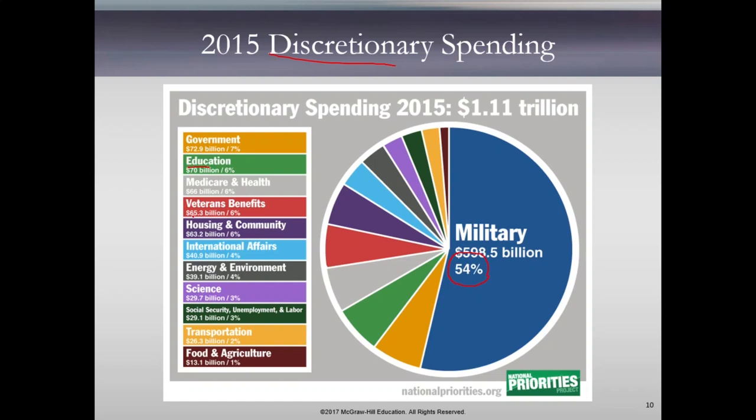The Department of Education, the Department of Veterans Affairs, Housing and Community and HUD and those types of government agencies, International Affairs and the State Department, Energy and the Environment like the EPA, Science, NASA, those types of priorities, etc. All of these things are components of discretionary spending. And the biggest one that we have to think about here, of course, is the 54% that goes to the military. That is by far the largest component of discretionary spending.